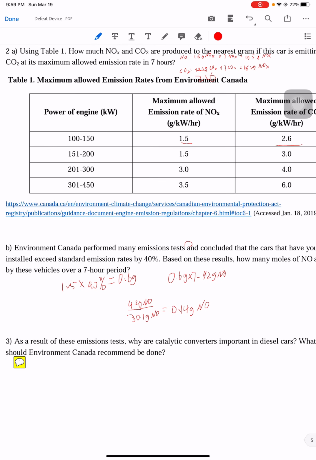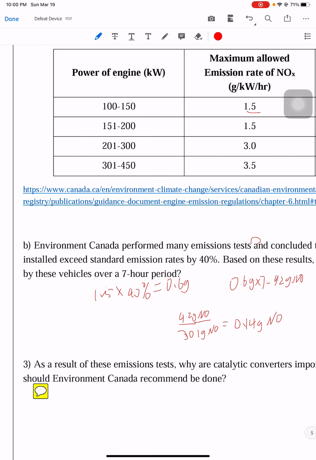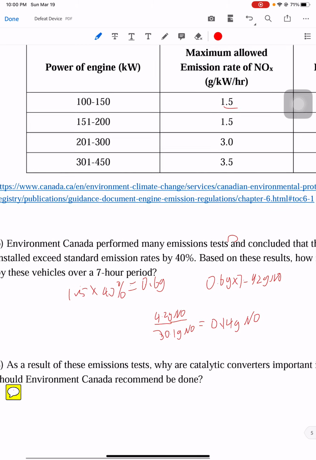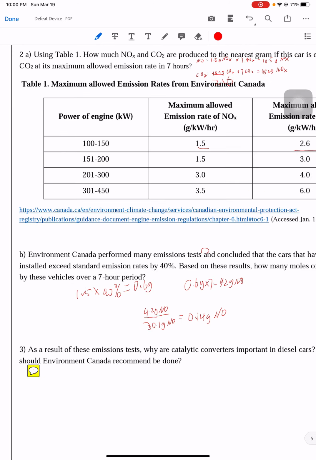So for B, we can just calculate 1.5 times 40% equals 0.6 grams first, and use it to times with 3 hours to get 4.2 grams of NO, and use this to 30.1 grams NO to get the answer, which is 0.14 grams of NO.